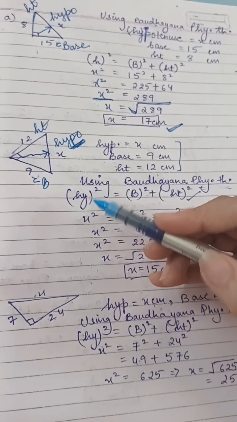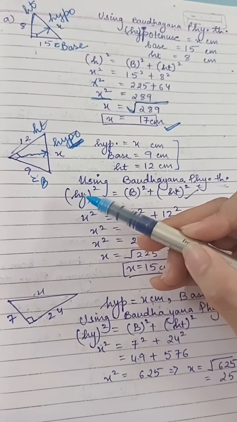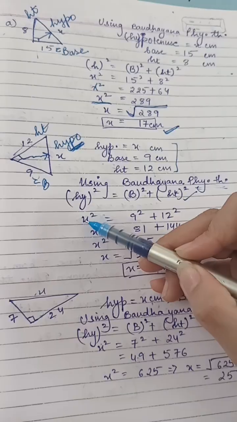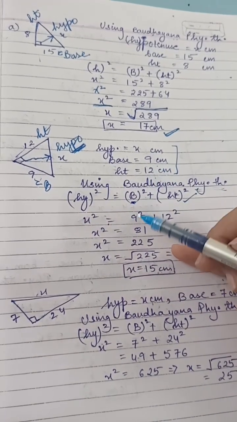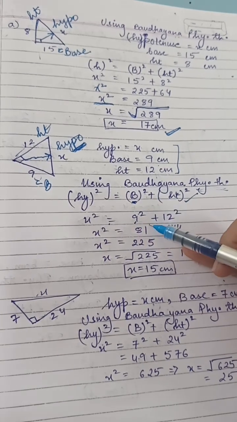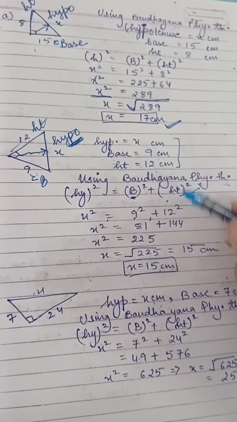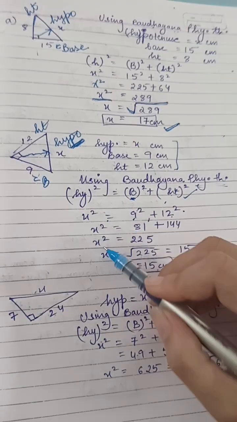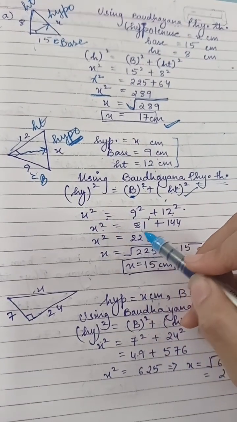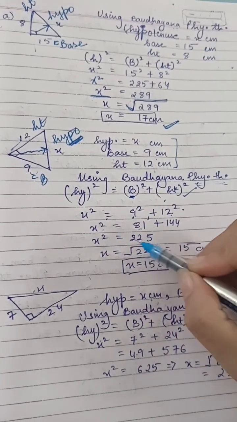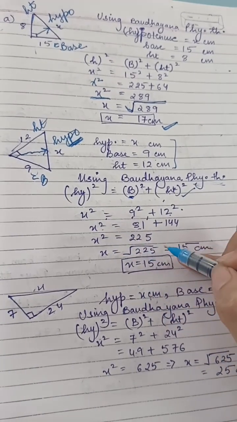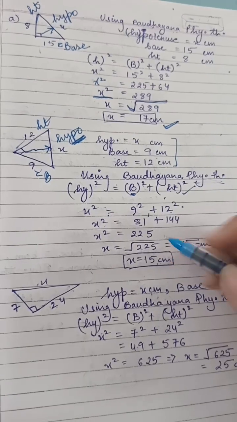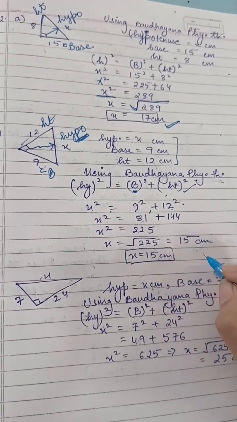Now substitute the values. In place of hypotenuse, x, so x square equals, will be as it is. In place of base I am going to put 9, that is 9 square, plus will be as it is. In place of height, 12 square. So x square equals 9 square is 81 plus 144, add them, you will get 225. On the left hand side it is square, on the right it will become square root. That is 15 centimeter. So x is 15 centimeter.